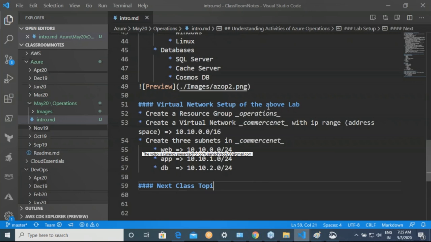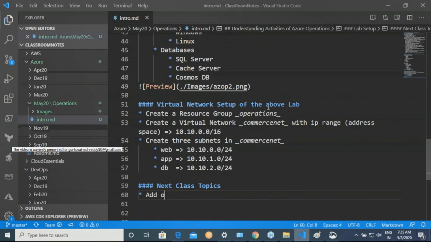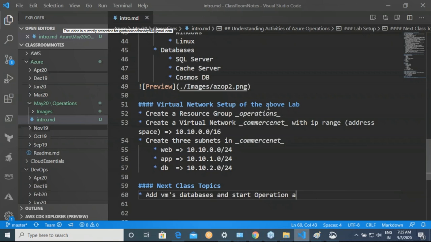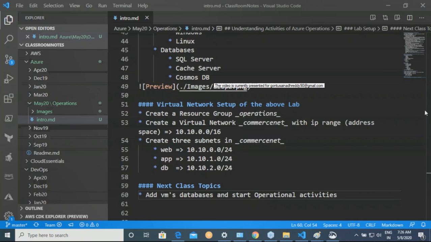Next class topics. In the next class, I will be adding VMs, databases, and starting operations, or operational activities. We'll be starting with one topic of operation and then we will continue it from there. So this is basically what we will do in our next class.